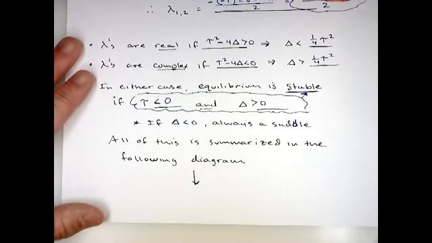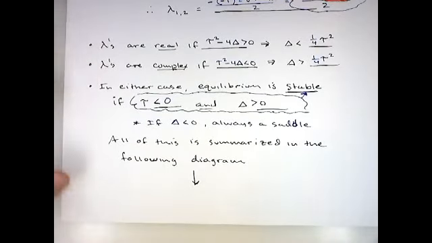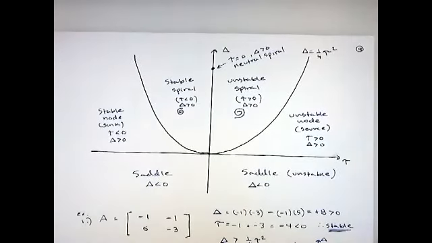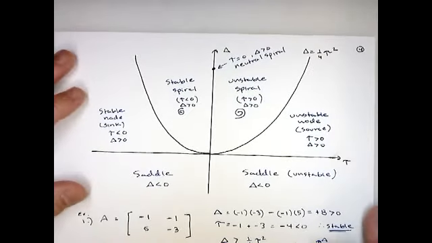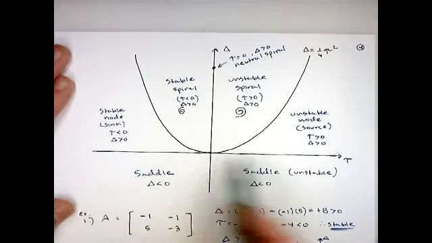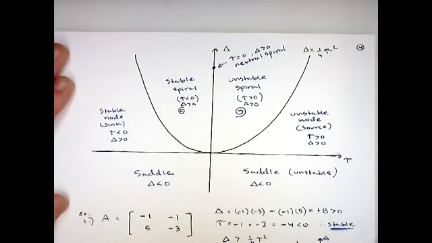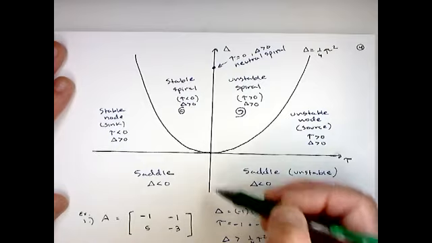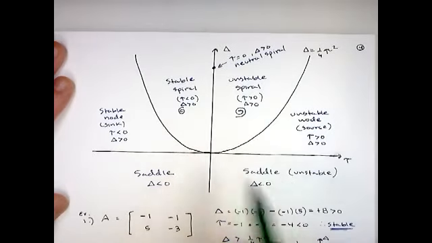Okay, all of this can be summarized in a diagram, which is in our book at the end of chapter 10.2. And this is a nice diagram to help you determine which of your 6 possibilities, your classifications for stability, you have. So the x-axis is tau, the trace. The y-axis is delta.